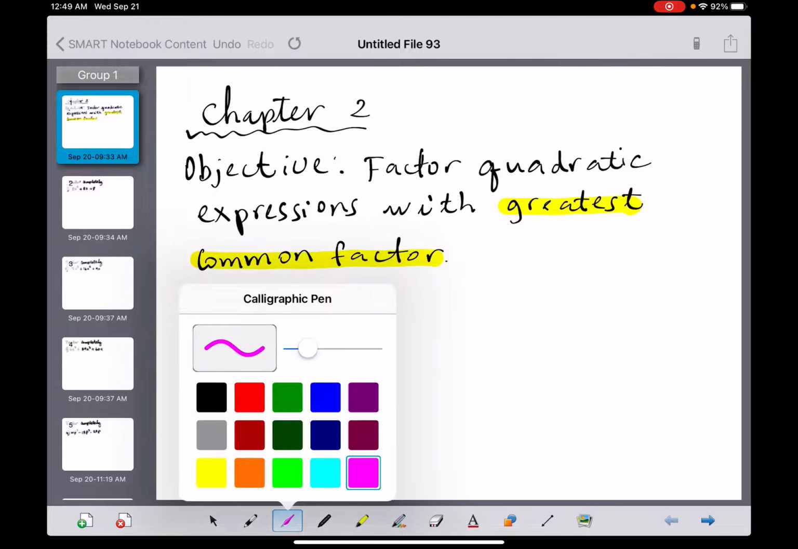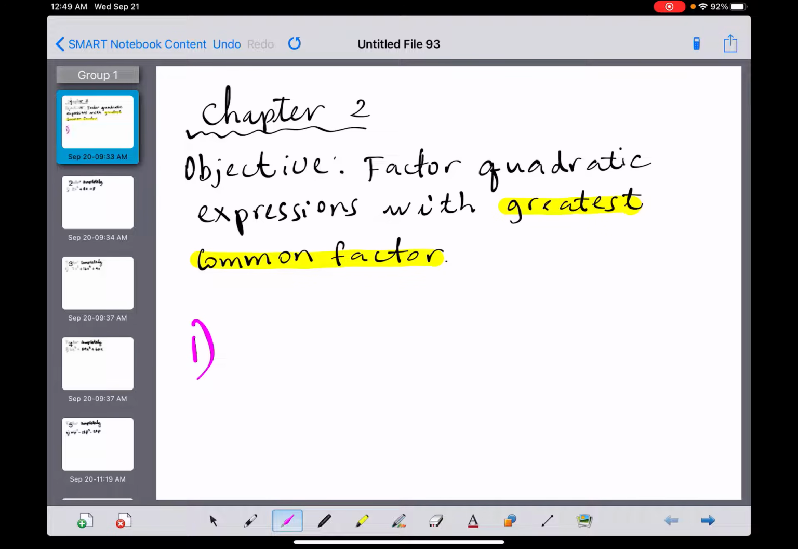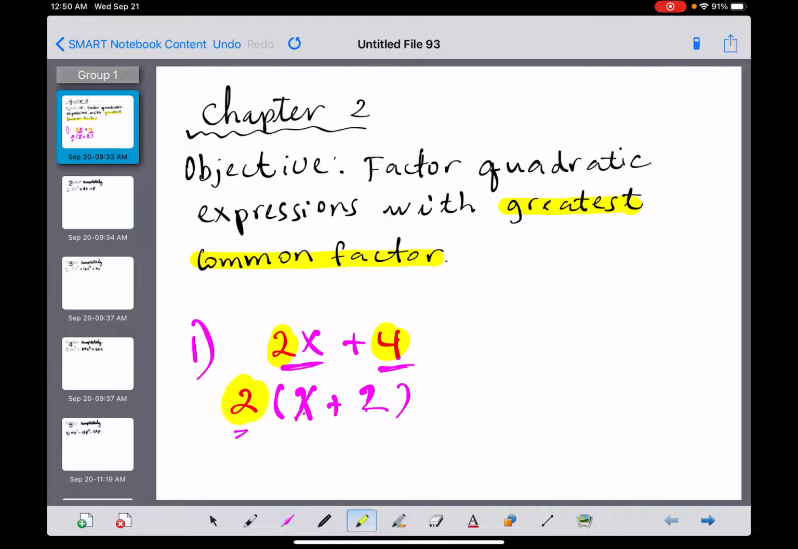So let's just say you have 2x plus 4, and you're asked to factor out the greatest common factor, okay? So you see 2 and 4, their greatest common factor is a 2, so you take it out, and then you would kind of like use the distributive property but working backward. So 2 times what is going to give us 2x, right? So it has to be an x. 2 times what is going to give us 4? It has to be a 2. So the greatest common factor is right here, which is a 2, okay? So this is the answer.